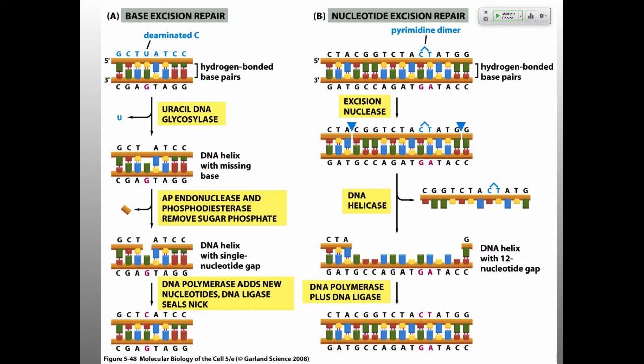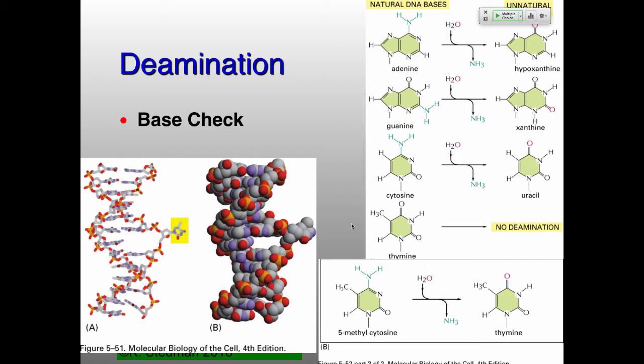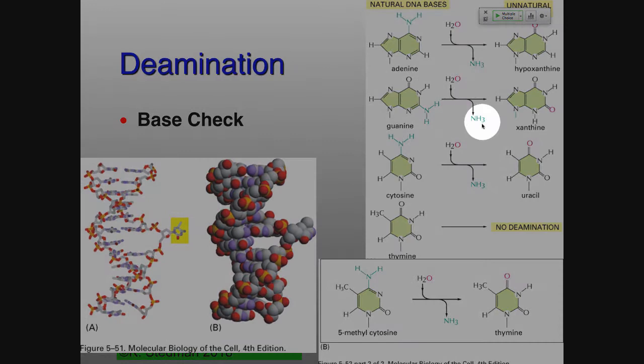First one is deamination. And deamination, again, is one of those most common right after depurination. We already talked about this one. Cytosine deamination goes to uracil. Again, one of the most common forms. Uracil, not normally present in DNA.